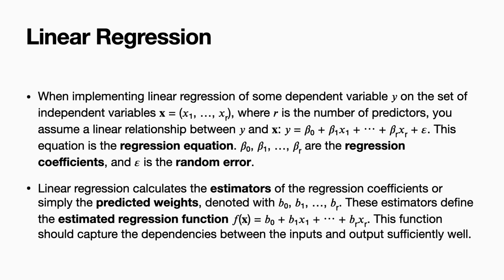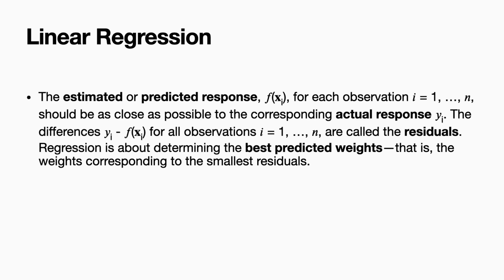Linear regression calculates the estimators of the regression coefficients, or simply the predicted weights, denoted with b0, b1, ..., br. These estimators define the estimated regression function f(x) = b0 + b1x1 + ... + brxr. This function should capture the dependencies between the inputs and outputs sufficiently well. The estimated or predicted response, f(xi), for each observation i = 1, ..., n, should be as close as possible to the corresponding actual response yi. The differences yi - f(xi) for all observations i = 1, ..., n, are called the residuals. Regression is about determining the best predicted weights, that is, the weights corresponding to the smallest residuals.